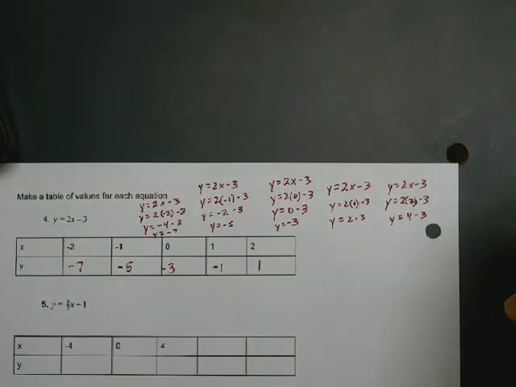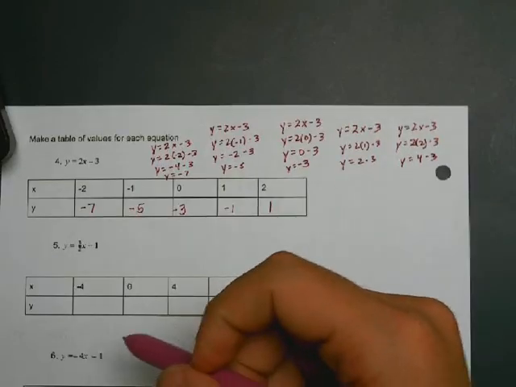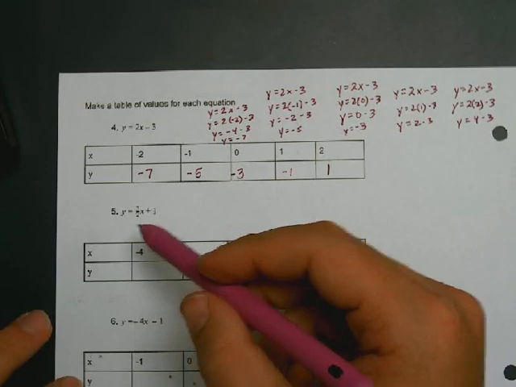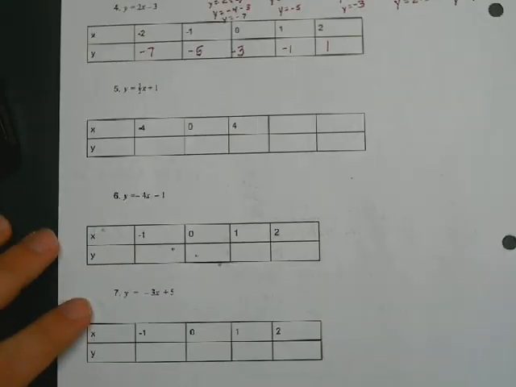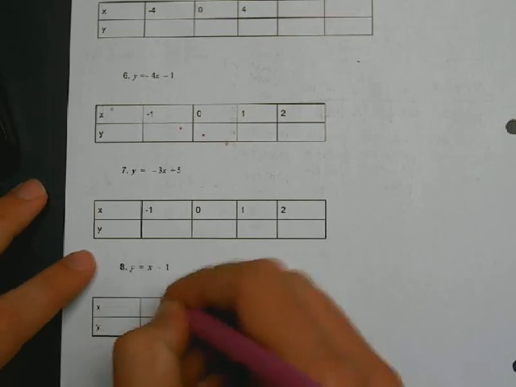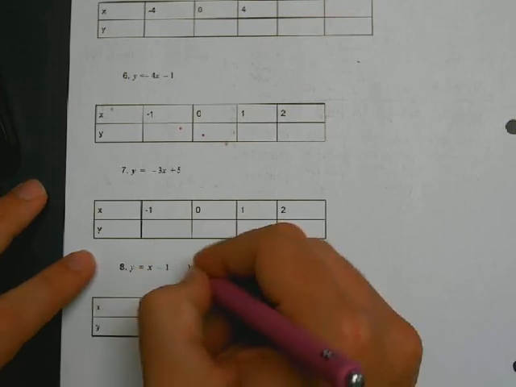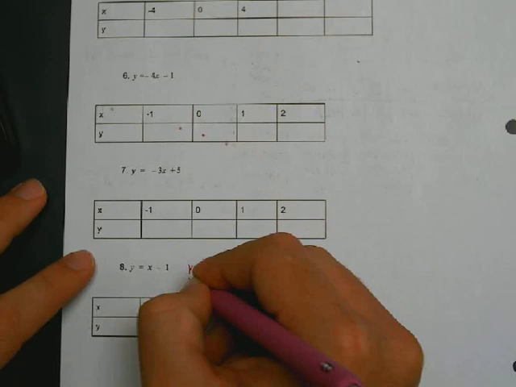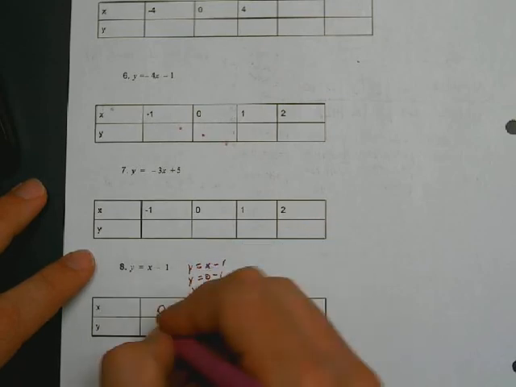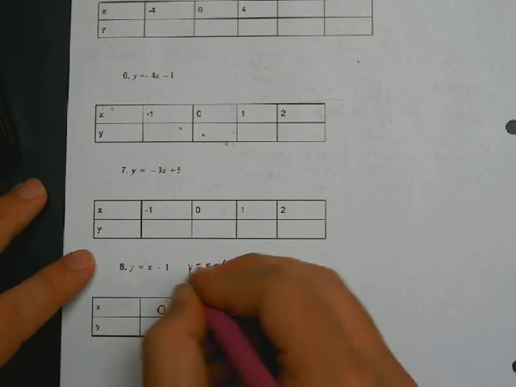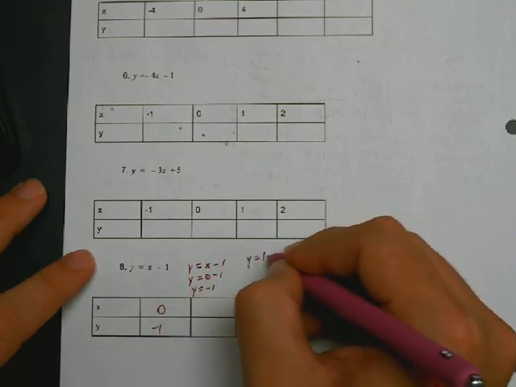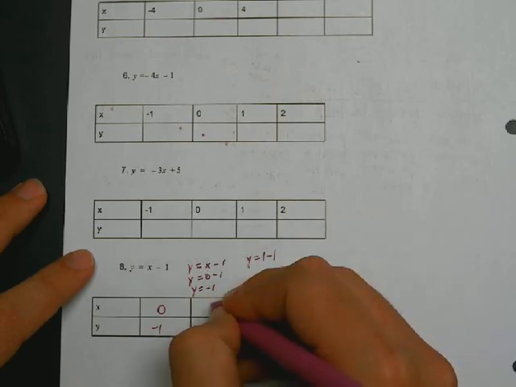Looking at number 5, I'm going to do this one since it has the fraction. That fraction may try to mess with you a little bit. Now this one down here, number 8, should be pretty easy, because if you say 0 for x, that's just y equals x minus 1, which is y equals 0 minus 1, which is y is negative 1. So when x is 0, y is negative 1. Go to 1, y equals 1 minus 1. So when x is 1, y is 0.